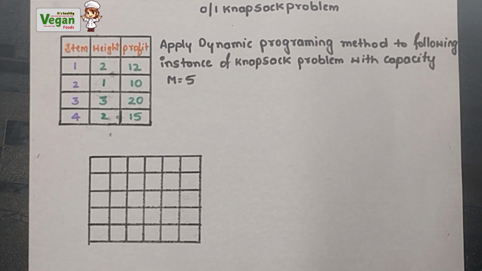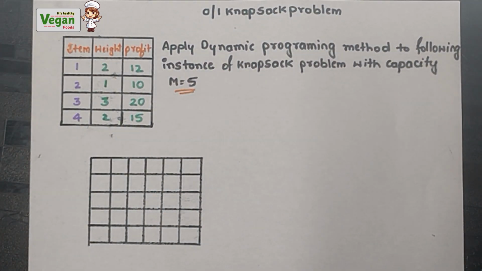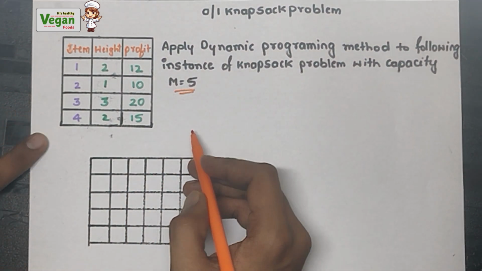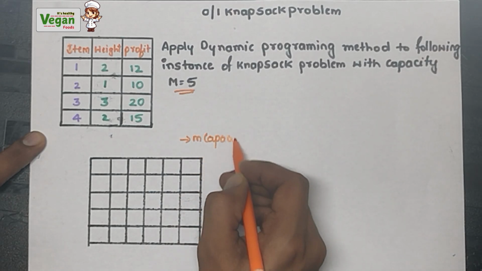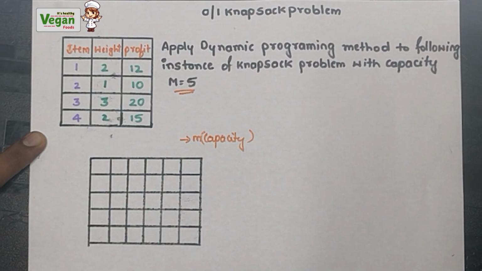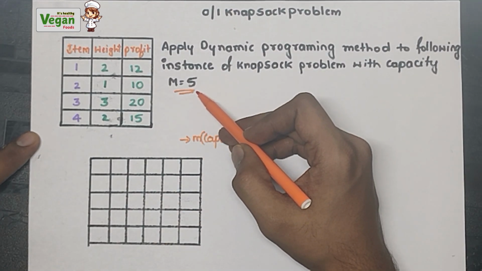m equal to 5. So they have given the capacity m is equal to 5. Now we must solve using this table. So we will write the capacity m this side. Start from, if they have given the capacity 5, I can fill 5.